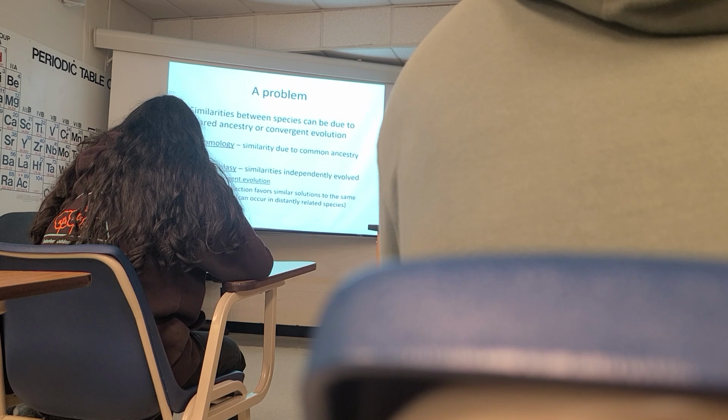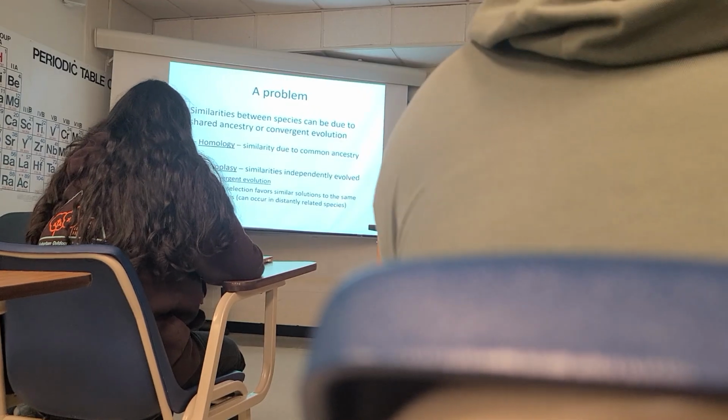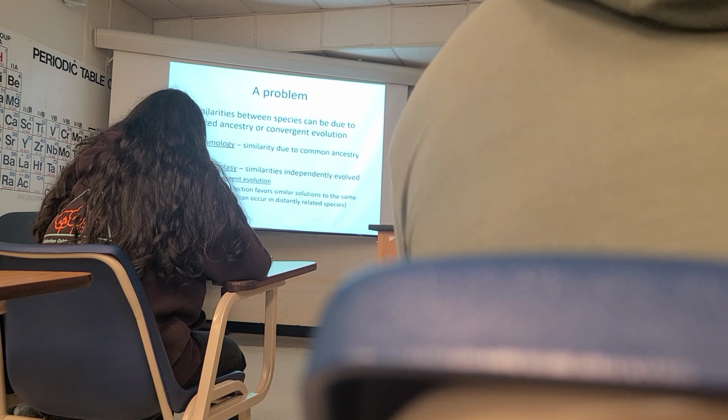Because it's going to be adaptive to be able to store water and have spines no matter what desert you're in. Doesn't matter what desert you're in. If you're in dry conditions, that's going to be adaptive. So how do you determine whether or not these features are a result of convergent evolution or homology? You have to look at how they develop, right? What the developmental path is for each of these.